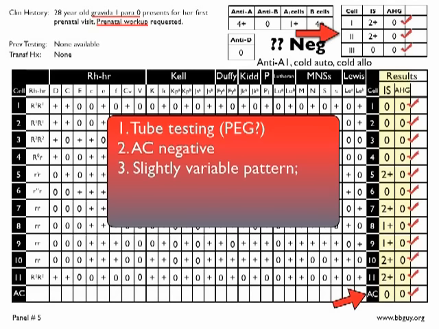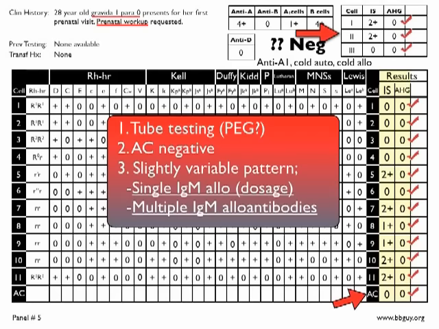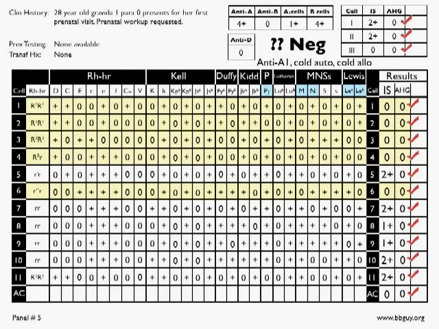So most commonly, given the fact that these are immediate spin reactions, we would have either a single IgM alloantibody with dosage or multiple IgM alloantibodies. Let's go through and do the identification and see what we find. Again, looking at the completely negative cells, you do your crossouts and you're going to get an interesting pattern.